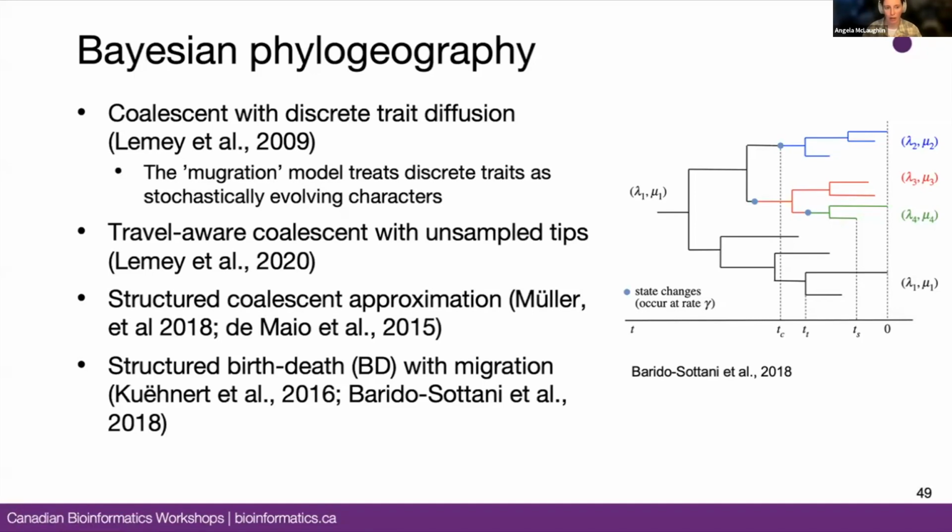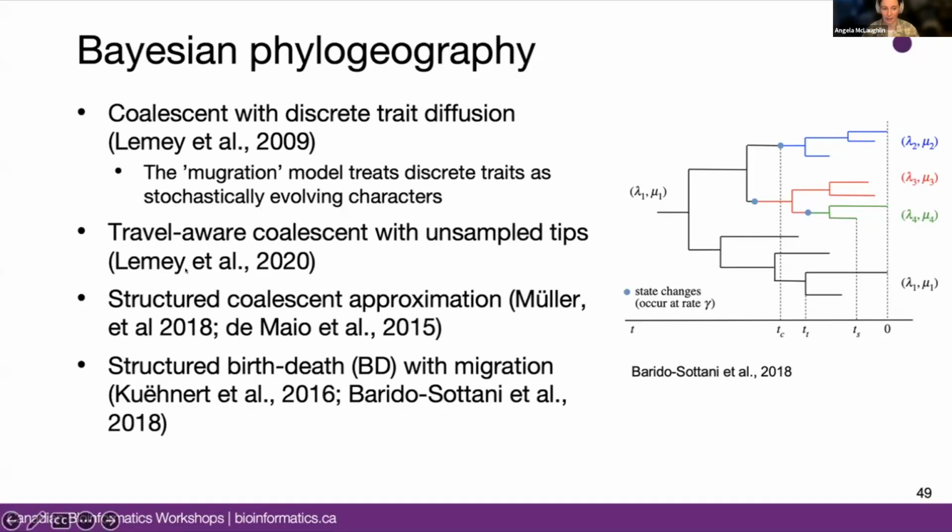And then we also have more strictly Bayesian phylogeographic methods, such as the travel-aware coalescent with unsampled tips, the structured coalescent approximation, as well as the structured birth-death. So that's similar to what we were looking at before, but you're essentially specifying more compartments for the population structure between those groups. And in the Bayesian phylogeographic framework, you are simultaneously inferring the tree and all of those other model parameters. In practice, that makes it very slow.